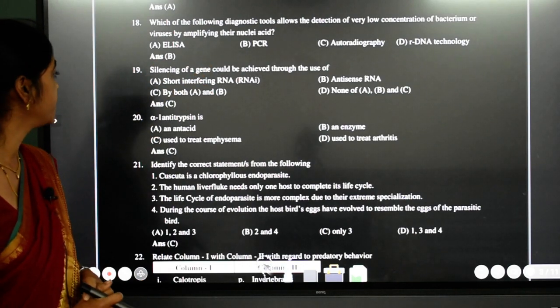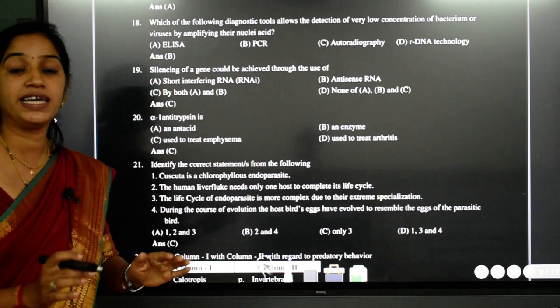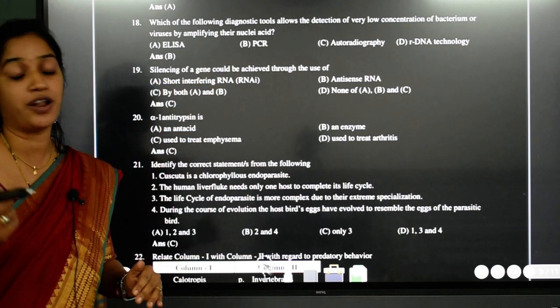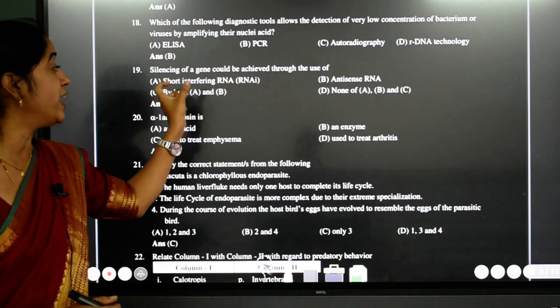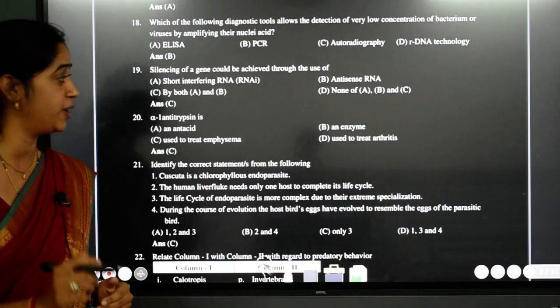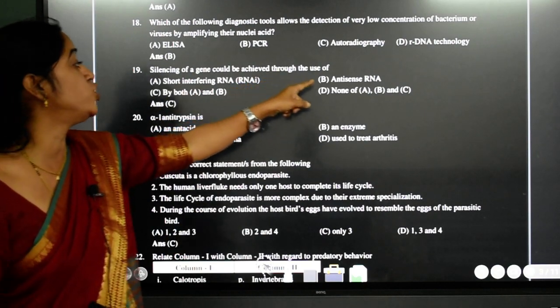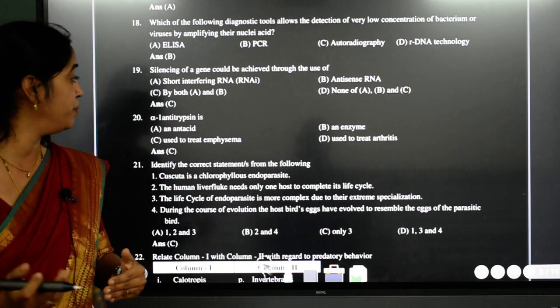19th question. Silencing of a gene could be achieved through the use of. See, in RNA interference, we have seen that RNAi, that is short interfering RNA, is used to silence the RNA. Similarly, the same thing is also called antisense RNA. So the answer here is both A and B.